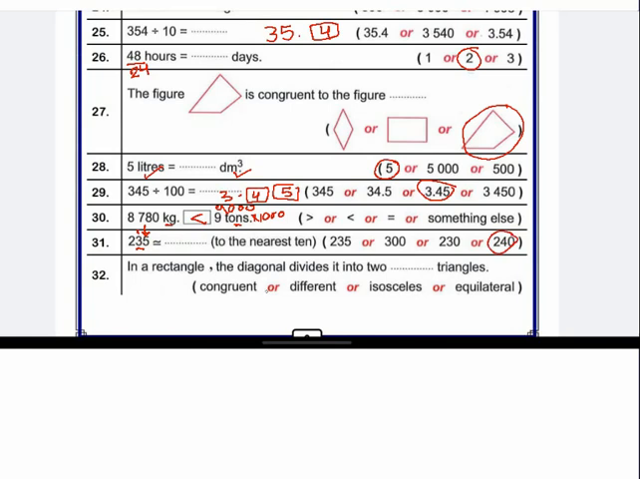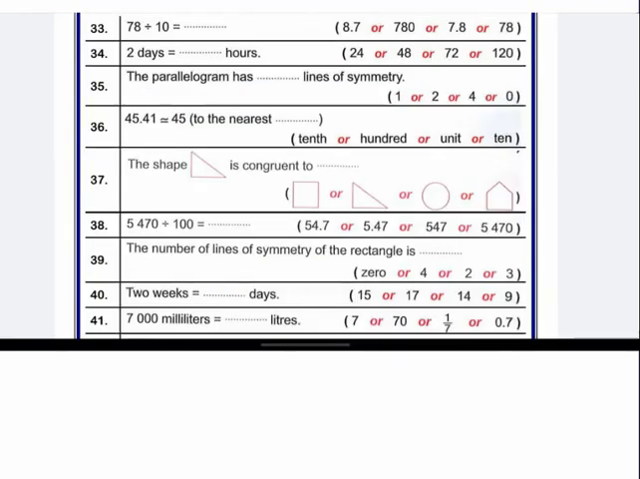Rectangle, divide it into 2 congruent triangles. This question comes many times in the exam. 78 divided by 10, the same, by 10, so one chair. What is the first number? 8 and dot 7, so it will be 7.8. 2 days equal 48 hours. Very good. Parallelogram has 0 axes of symmetry, yes, very good.